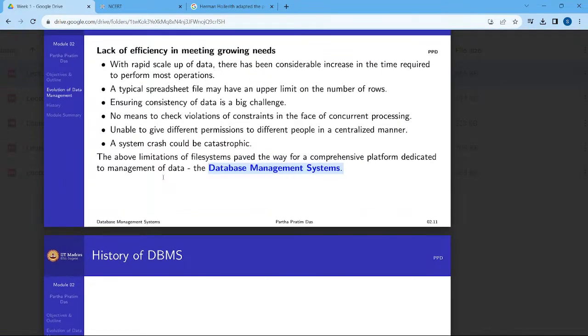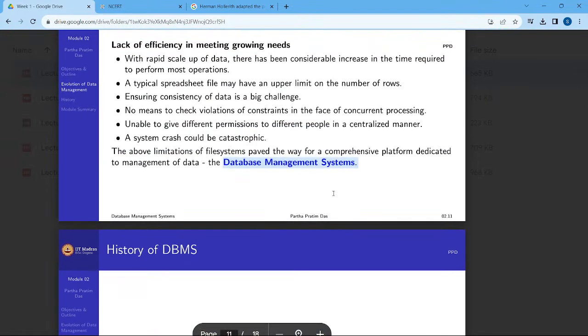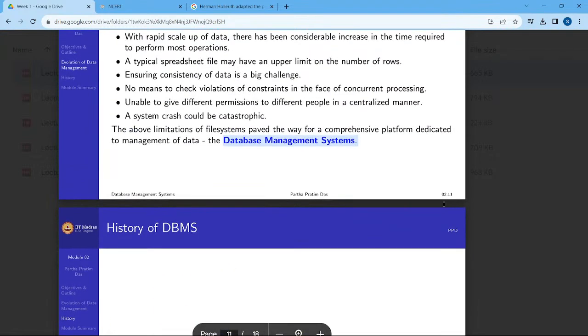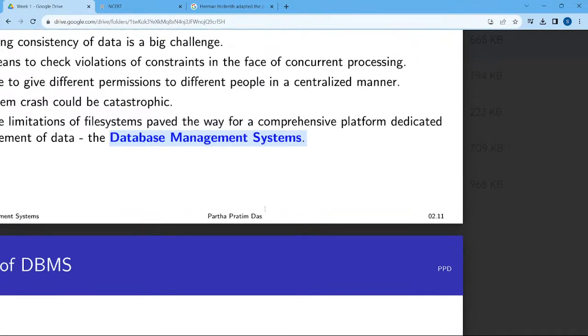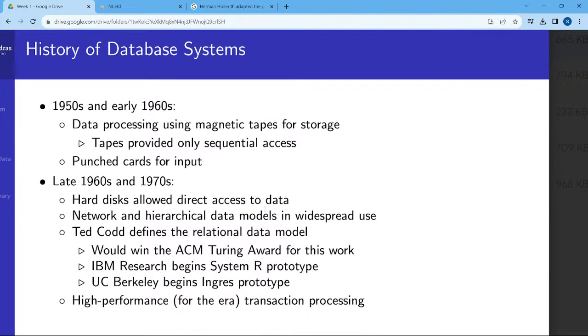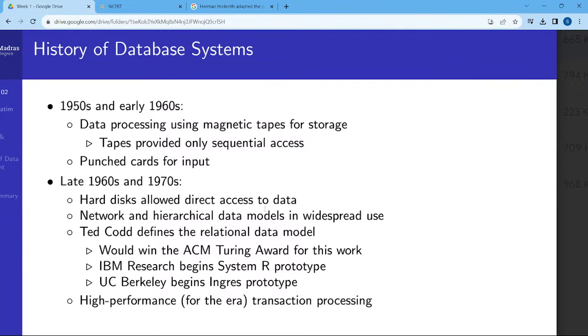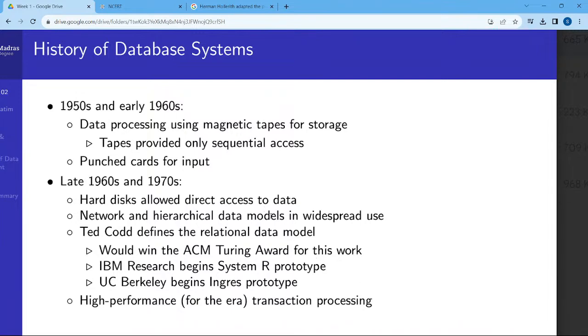Let's move forward. History of DBMS. So we have invented DBMS finally, here on the 11th slide. Now let's start tapping into the history of databases. I'm sorry if this gets boring to anyone, but this is what week one is all about.